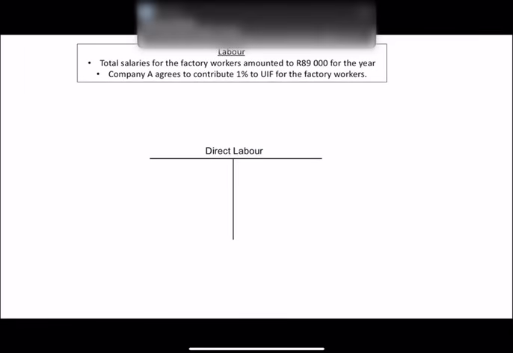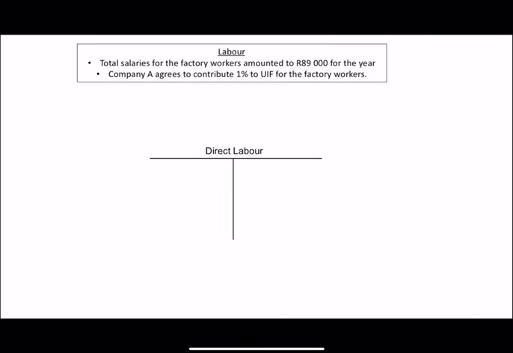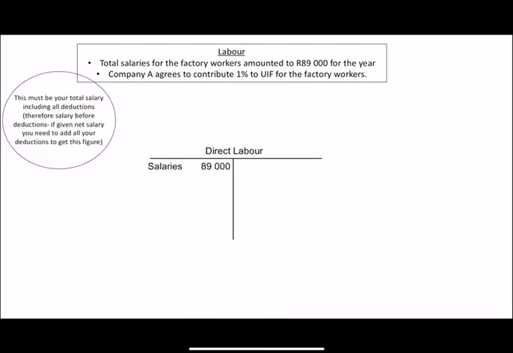Okay, moving on. Next, we work with labor, right? So labor, direct labor, it is important to know it is only those factory workers that are directly involved in producing the t-shirts. It says total salaries for the factory workers amounted to 89,000 Rand for the year. So how are we going to record that? We're going to put it on the salaries and it's going to go on the debit side. Okay, 89,000 Rand. It's important to know that that salaries figure is your total salaries, the amount that would be put into your expense account in the income statement.